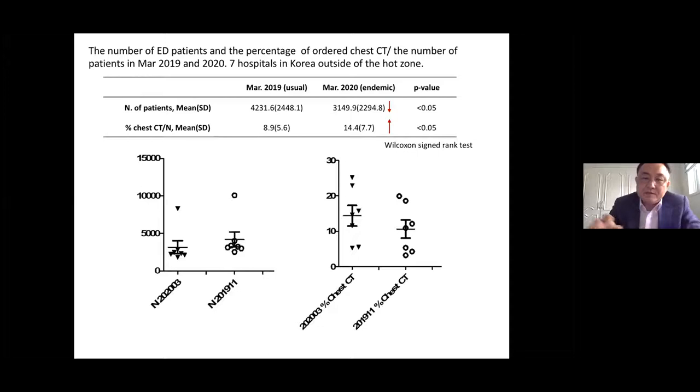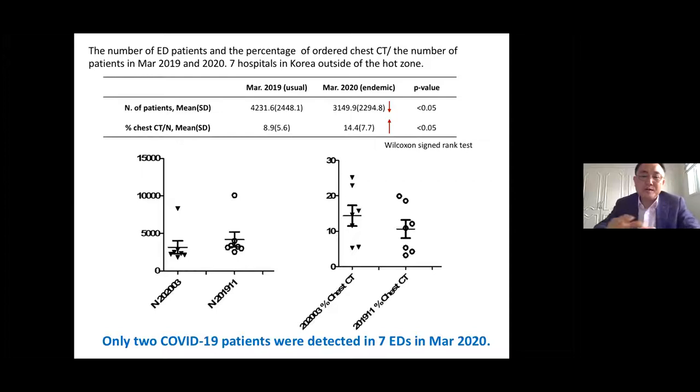But surprisingly, only 2 COVID-19 patients were detected in the 7 emergency departments in this endemic period. So it seems this approach, this strategy, is quite resource consuming and ineffective, but Korean doctors and Korean hospitals are desperate to screen and protect the hospital from COVID-19.